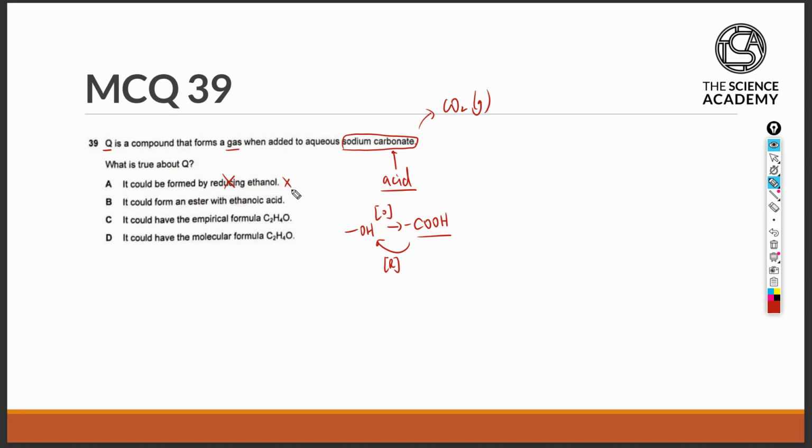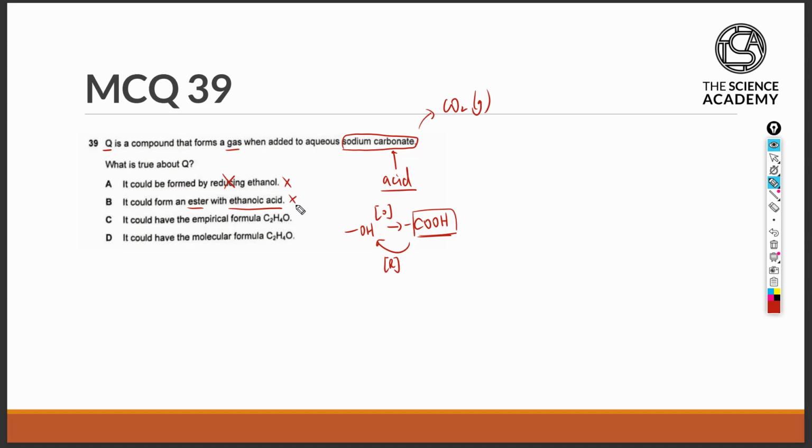Statement B states it could form an ester with ethanoic acid. Again, being an acid, it will not react with another ethanoic acid to form an ester. To react with an ethanoic acid to form an ester, Q has to be an alcohol, but Q in this case is a carboxylic acid. Therefore, B is also eliminated.